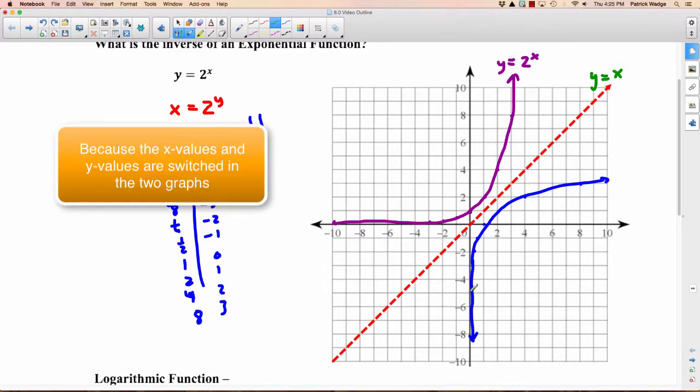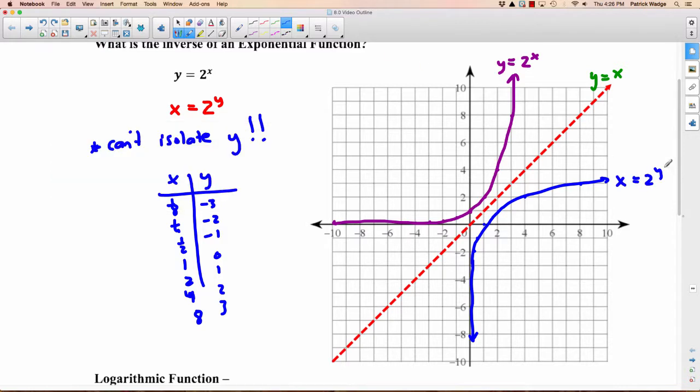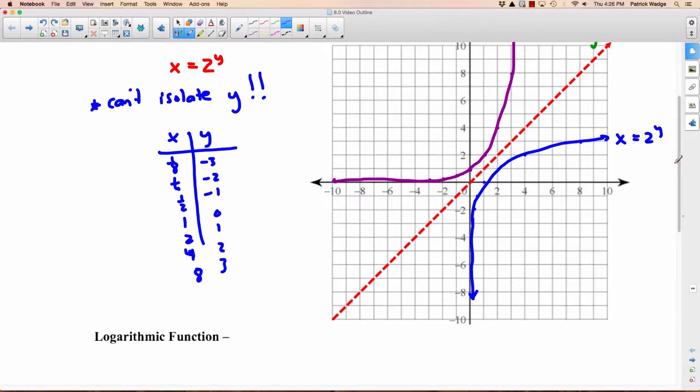And you see that these two curves we've drawn here are totally mirror images of each other. So the blue one is definitely the mirror image, or the inverse, of the purple line. Now, what was this one? This one was x equals 2 to the y. But we want another way of saying that. So this is where the idea of logarithms comes in.